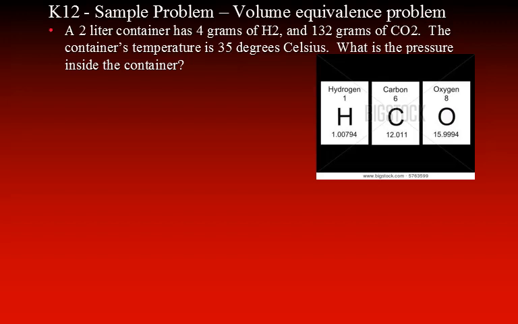Okay. On this one, we have a 2-liter container that has 4 grams of H2, 132 grams of CO2. The container's temperature is 35 degrees Celsius. What is the pressure inside the container? So go ahead and pause the clip, see if you can solve this one. And when you're ready to check, you can hit play to continue.